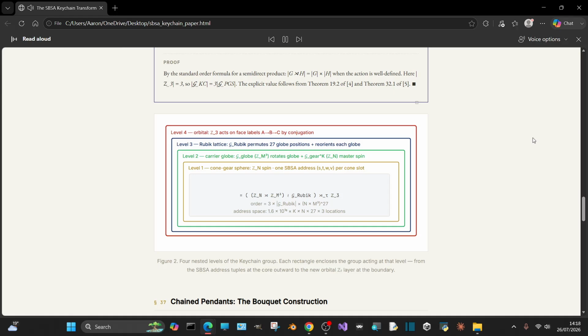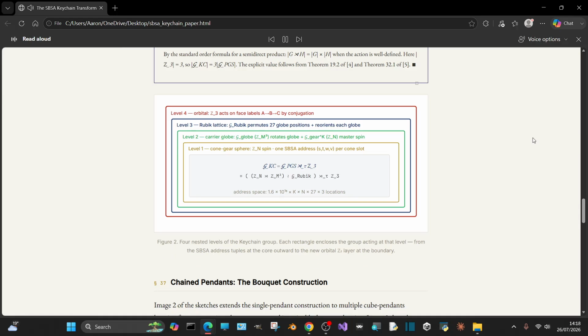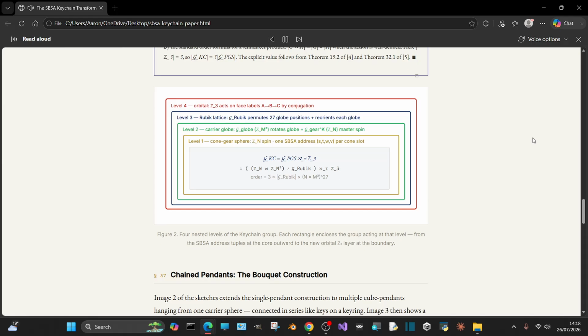_PGS, right semidirect product _3 equals _n right semidirect product _m cubed _Rubik, right semidirect product _3. The order equals 3 times _Rubik times and times m cubed caret 27. Address space 1.6 times 10 to the power of 1 times k times n times 27 by 3 locations. Figure 2. 4 nested levels of the keychain group. Each rectangle encloses the group acting at that level, from the SBSA address tuples at the core outward to the new orbital layer at the boundary.